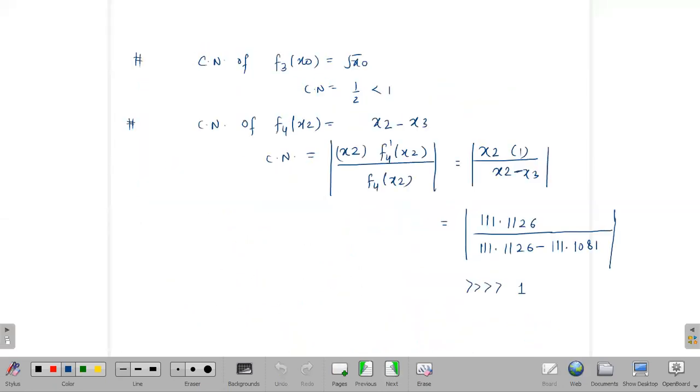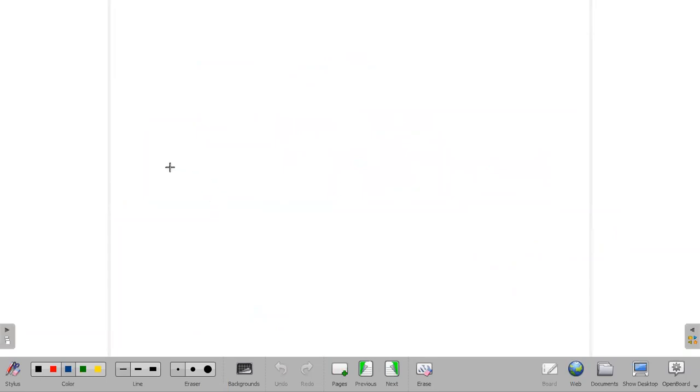So now the algorithm is unstable. So let us do its modification to make it stable. We take f of x again. Now we do the rationalizing. Root x plus 1 minus root x.